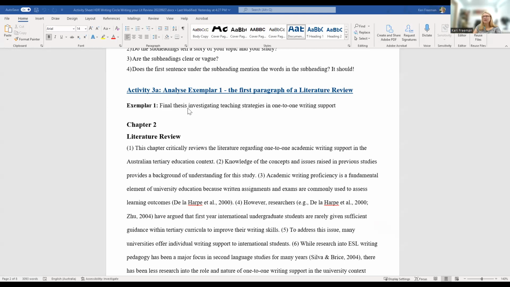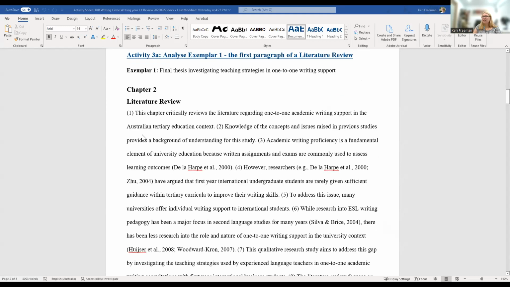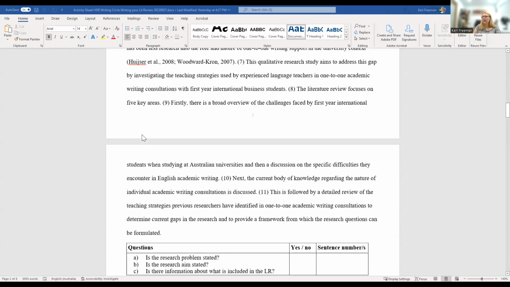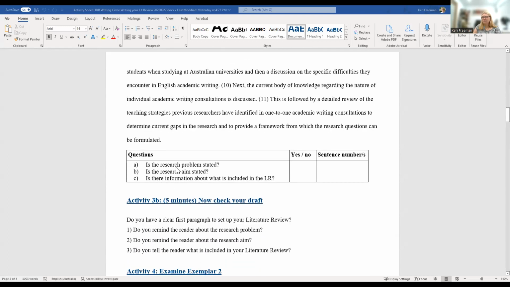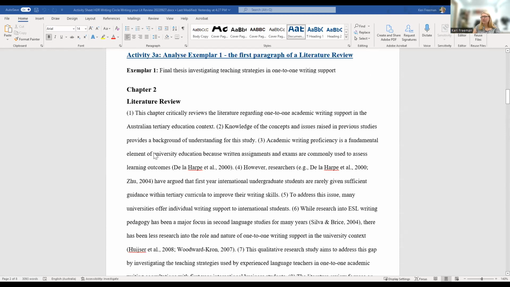Okie dokie. Let's go in and have a look at the first paragraph of a literature review. Remember, I was saying how this is a really important way to orientate the reader. So you've got your activity sheet there. We're just going to have a read through and we've got these questions. Is the research problem stated? Is the research aim stated? Is there information about what is included in the literature review? So they were the things that I said were really important to have in that first paragraph of a lit review and realistically in the first paragraph of any chapter.